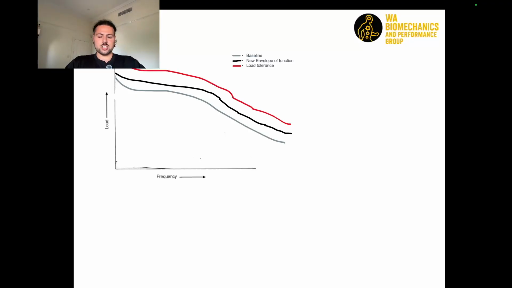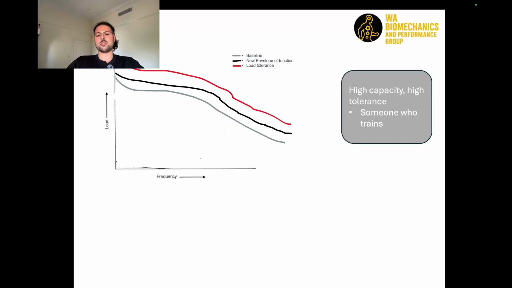And now, I think, the second last one. I like to put this in my trick question one, but this one's someone with high capacity and high tolerance, and this would be just someone who trains. This is how we'd ideally want to see an envelope function, how an athlete would train. We have our baseline envelope function, and we're getting better because we have a new envelope function, and our load tolerance sits above our envelope function. That means we can actually train just a little bit above our envelope function into that zone of supraphysiologic overload where adaptation should start to occur. So an individual who trains would be on that one.